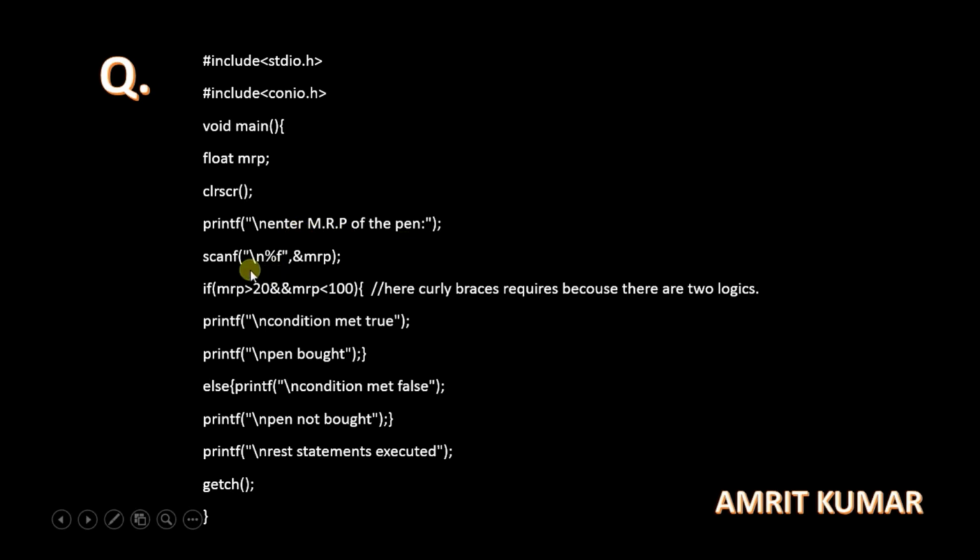And in that I have used the scanf function, as we have used it earlier, and its format specifier is percentage f, that is the float value, and this is &MRP. Ampersand actually holds the address of the variable.